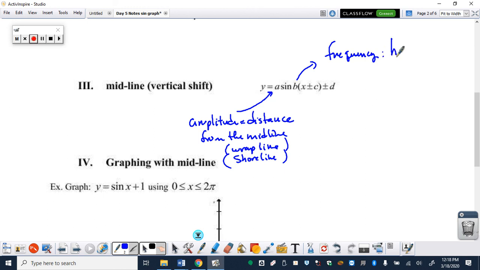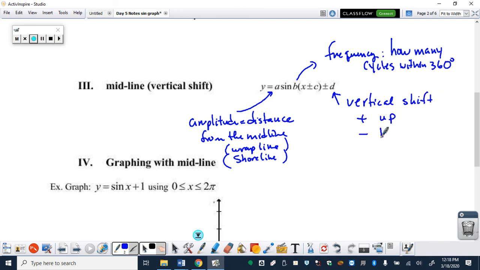And again, the definition of frequency is how many cycles within any 360-degree interval. And what we're going to add to that is the vertical shift, which is a plus or minus d at the end. If it's a plus, we're going to go up. If it's a minus, we're going to go down. And the vertical shift is the new midline.